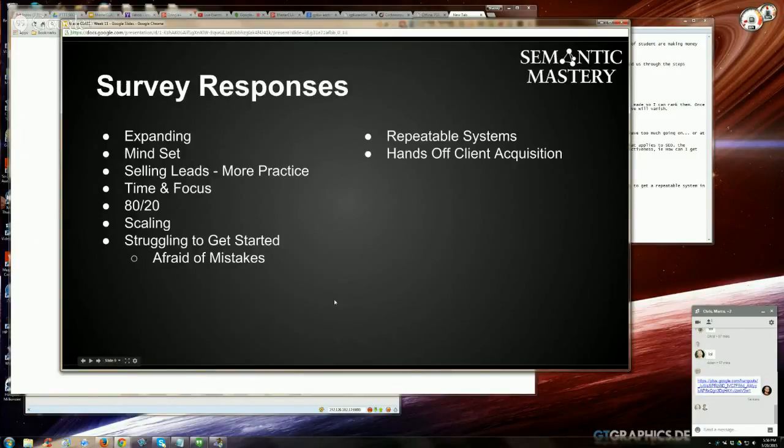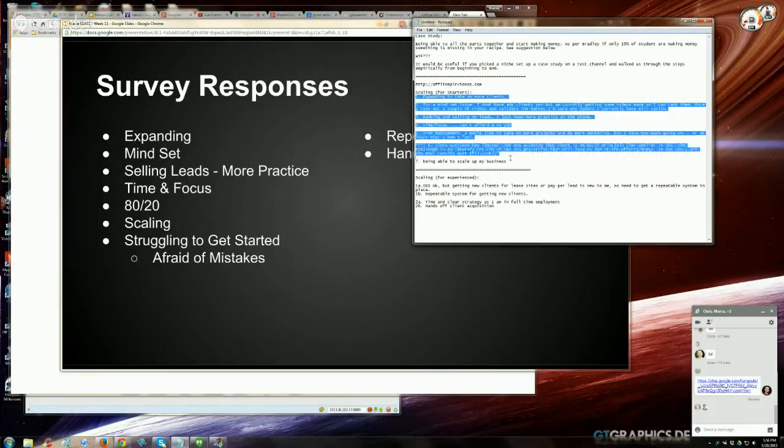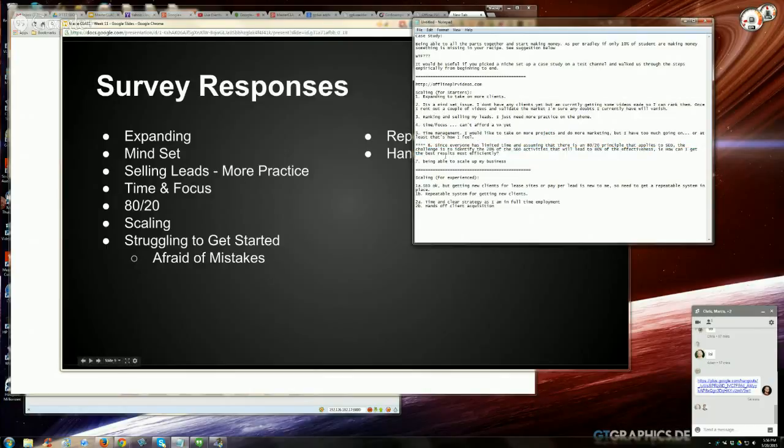Okay, we're almost out of time. We basically went through the survey responses as we were going, so I really don't want to go over these again. I just brought these up to show this column over here was for the newer people that are just starting out. Like I said, my favorite one was the 80-20. Whoever mentioned the 80-20 principle, Pareto principle, was absolutely right.